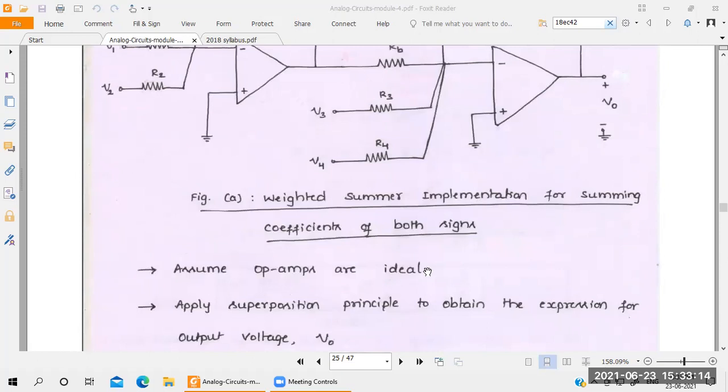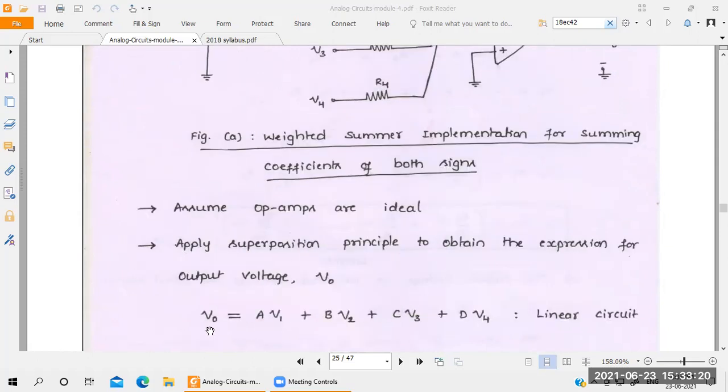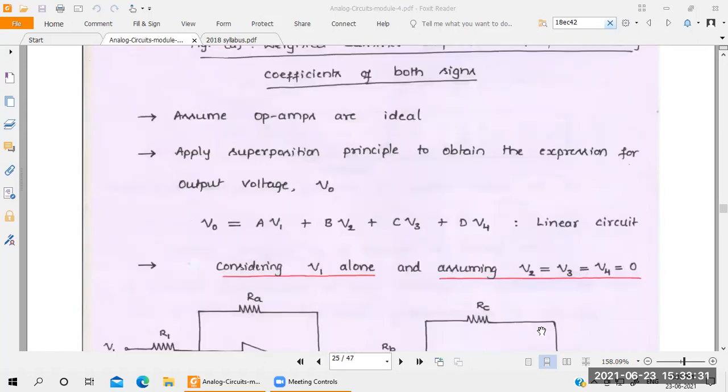Here you take the op amp in ideal mode, so apply the superposition theorem now. From that we can write the equation for V0. V0 is A V1 plus B V2 plus C V3 plus D V4. This is for the linear circuit. You know the superposition theorem, right? Same thing applies. First you take the V0 equation like A into V1 plus B into V2 plus C into V3 plus D into V4.